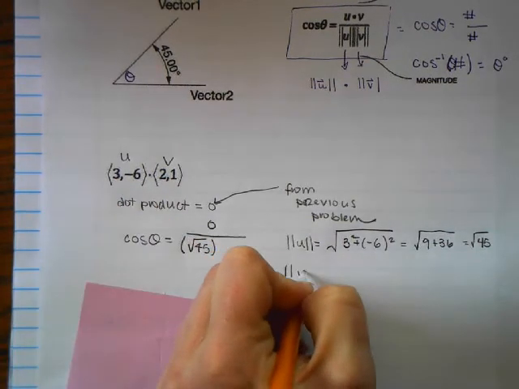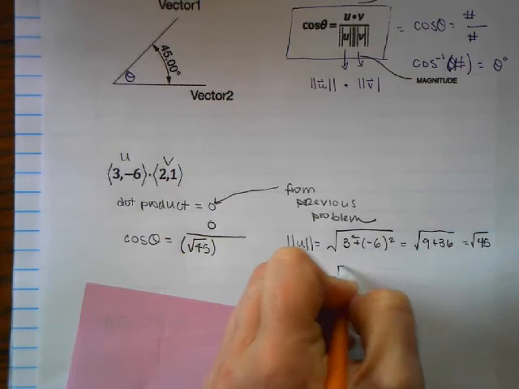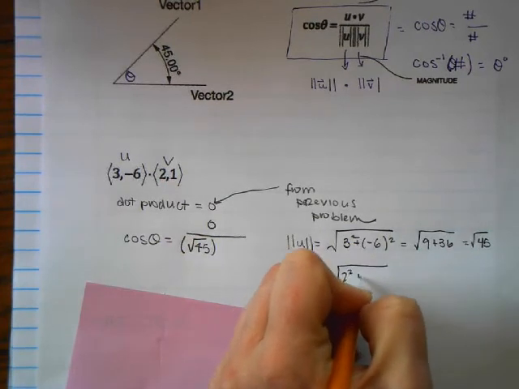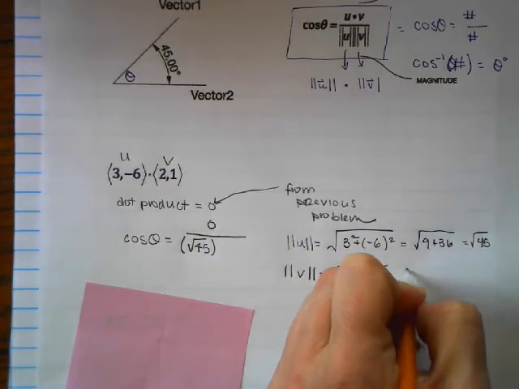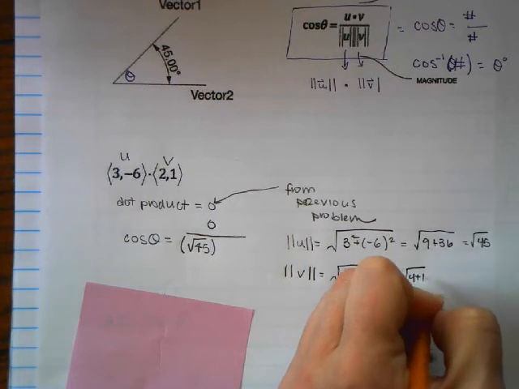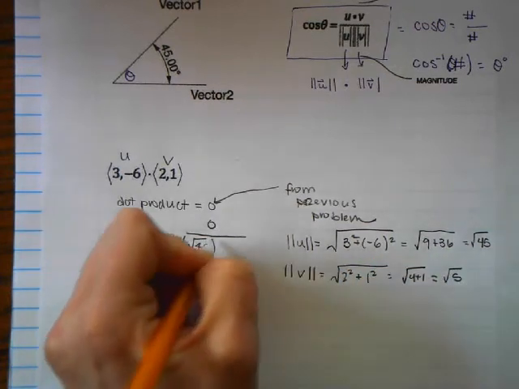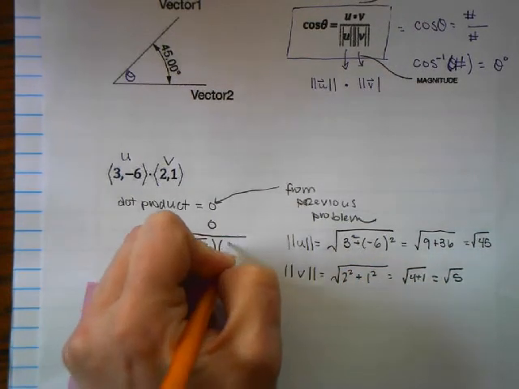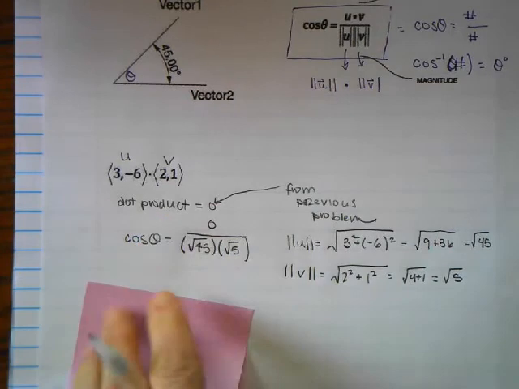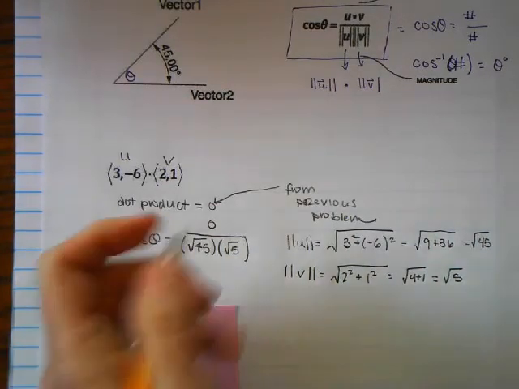Okay, now I have to do the magnitude of v, and we're going to get the square root of 2 squared plus 1 squared equals the square root of 4 plus 1. So we're sitting at the square root of 5. Okay, so this right here is the square root of 5. So we're all good, right?